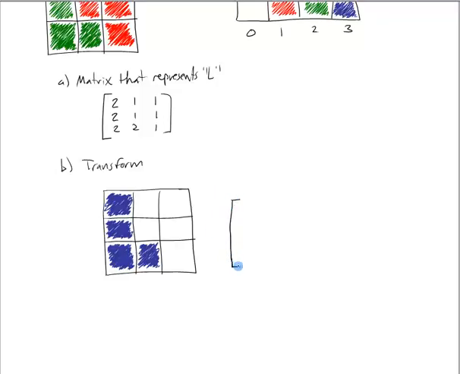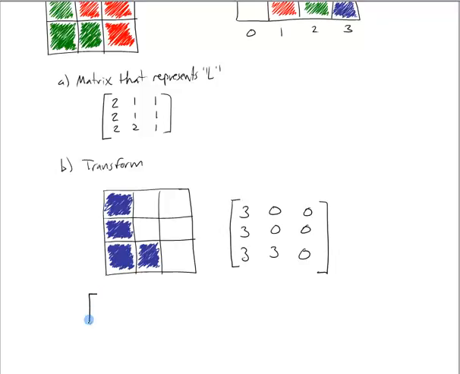This is still a 3x3. Everywhere there's a blue, I'll have the 3 for my color level. And then everywhere there's a white, that's my color level 0. So I want to take this 2, 2, 2, 1, 1, 2, 1, 1, 1, and transform it into 3, 3, 3, 0, 0, 3, 0, 0, 0. So the question is how would we do that?